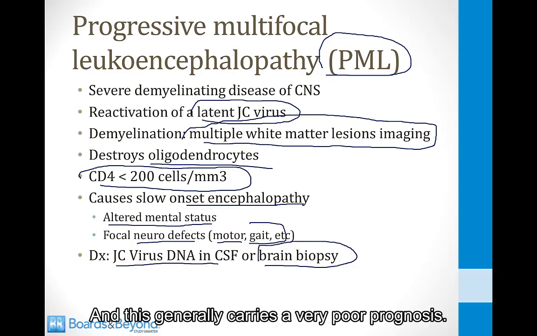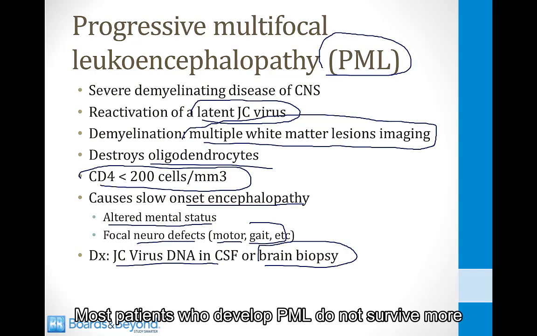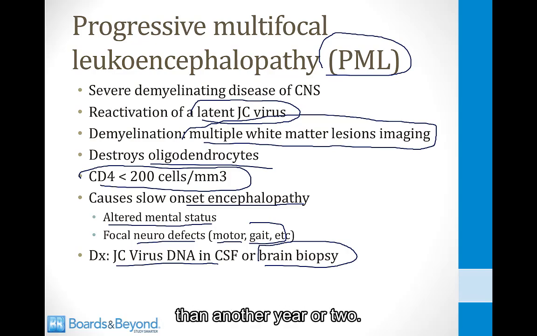And this generally carries a very poor prognosis. Most patients who develop PML do not survive more than another year or two. The only real treatment is to try and reconstitute the immune system.